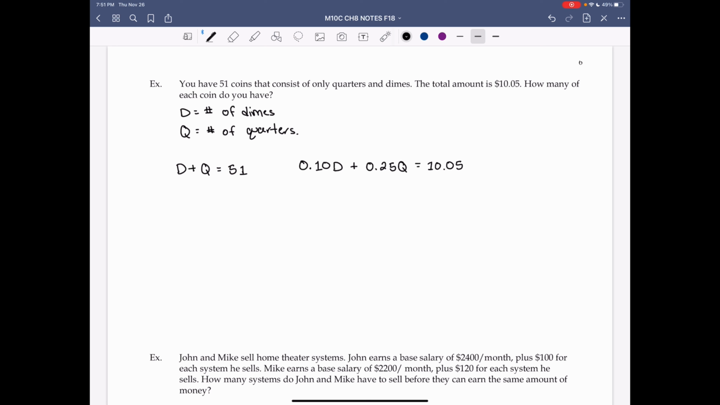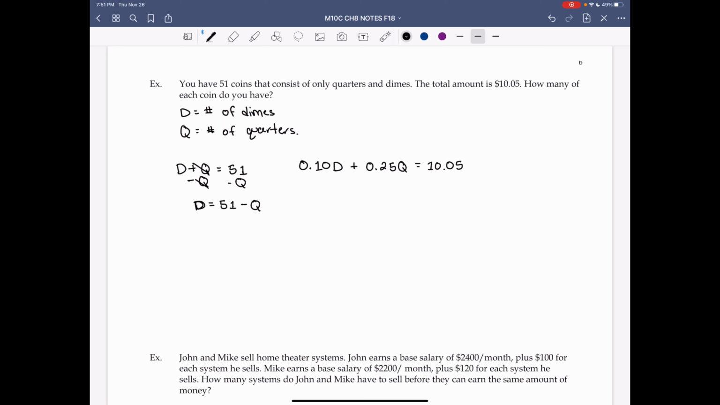Now we need to isolate the same variable in each equation. Doesn't matter which variable, just pick one. I'm going to isolate D. So I'm going to subtract Q from both sides in equation 1. Q minus Q is 0. I get D equals 51 minus Q. That's a D, not a 0.